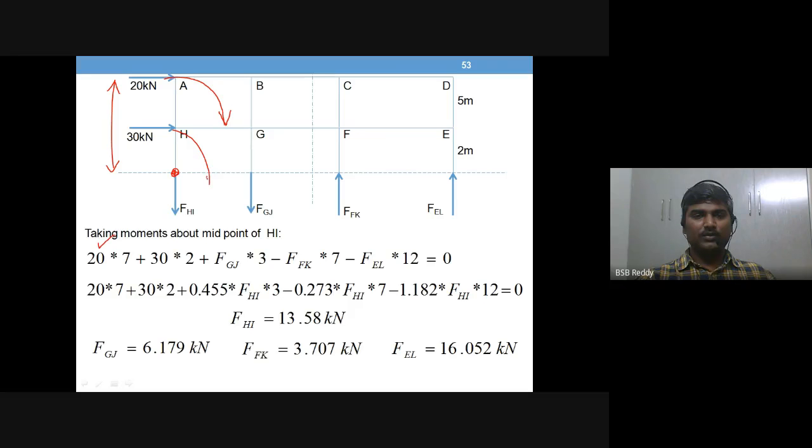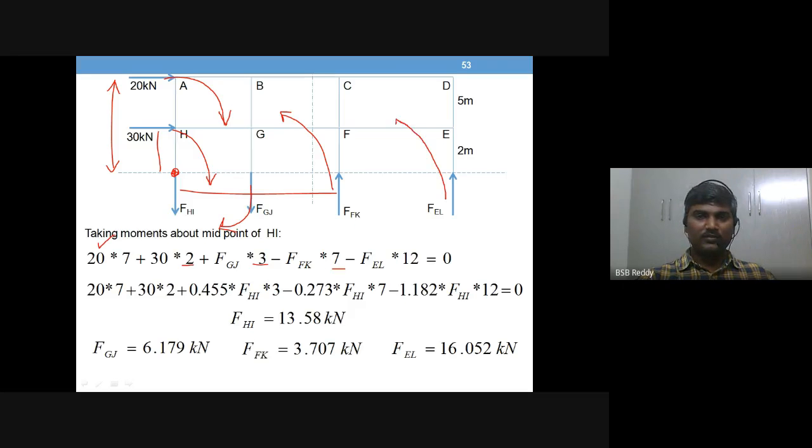Then 30 into this distance, 2 meters. Then anyhow, F into the distance is 0. This is a moment center lying on this line. And then this one into distance is 3. Okay, FGJ. Then this one anti-clockwise. Distance, this one 4 plus 3, 7. This is 3 and this is 4.